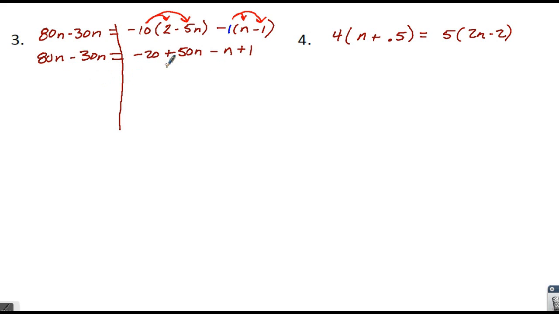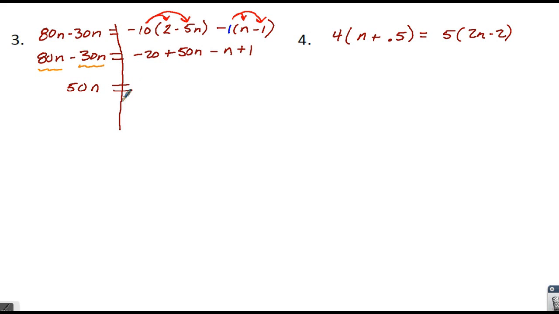So now what we want to do is go on to step 2 when solving these variables on both sides. We want to simplify the expression on both sides of the equation. So if I look at the 80n minus 30n, we can simplify that. We're going to go ahead and take 80n and 30n and combine them as one value. So we're going to combine like terms. So this becomes 50n.